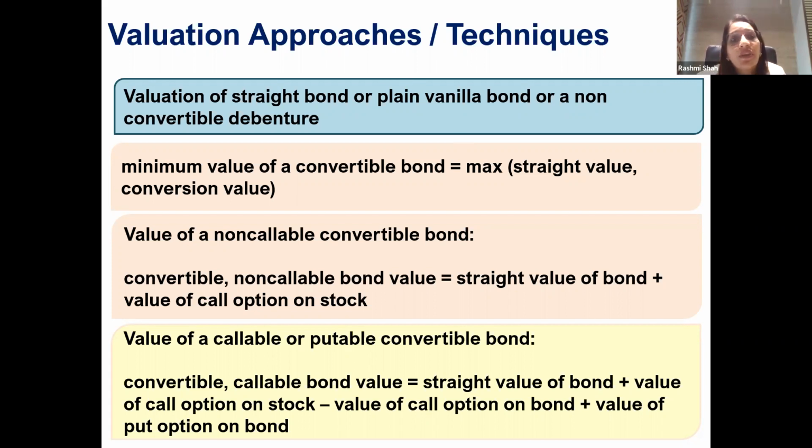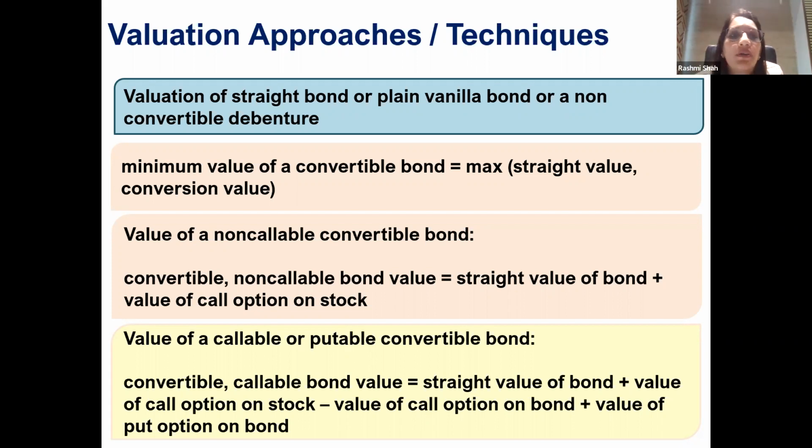As valuers, we need to understand certain important aspects about the bond, which include the features of the bond or its scheduled cash flows, the terms of redemption and conversion, the relevance of optionalities available to the holders and the issuers, and any contingency provisions involved, which could affect the scheduled cash flows of the bond. The first thing is valuation of a straight bond, or plain vanilla, or a non-convertible debenture.